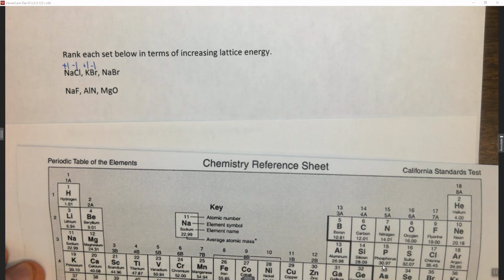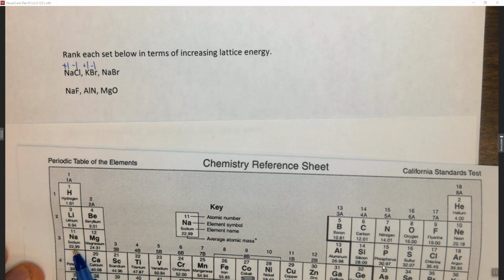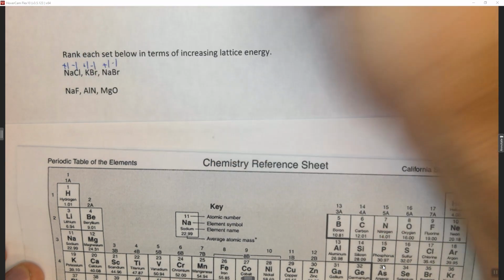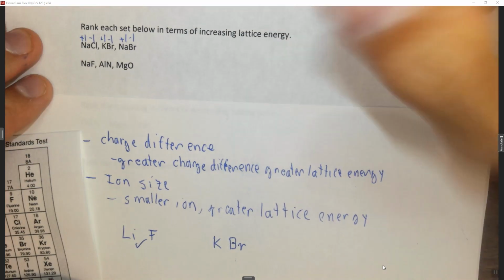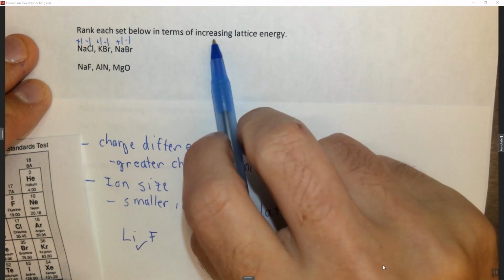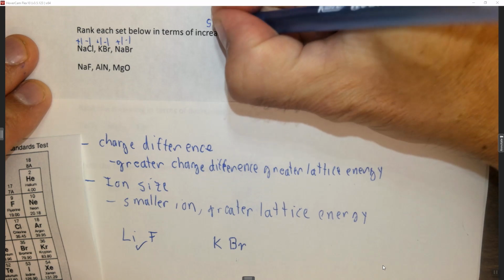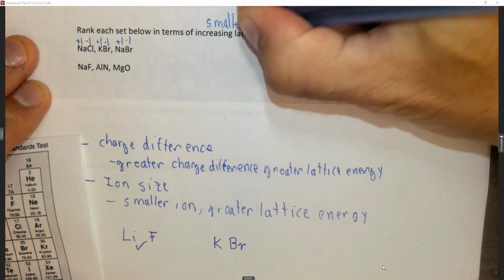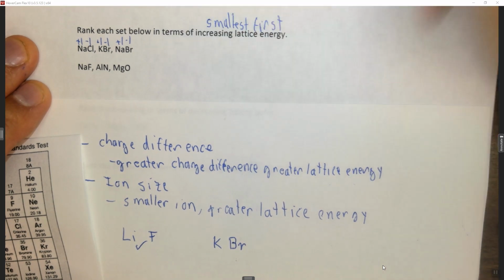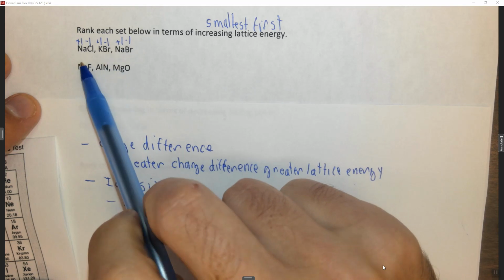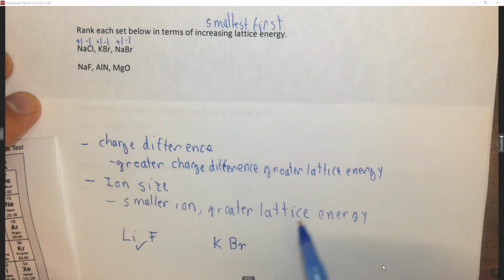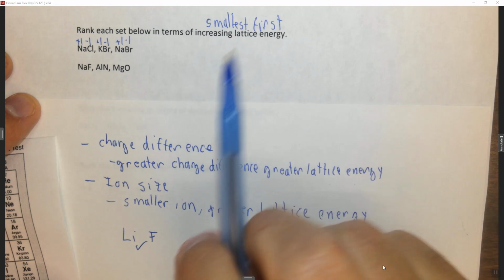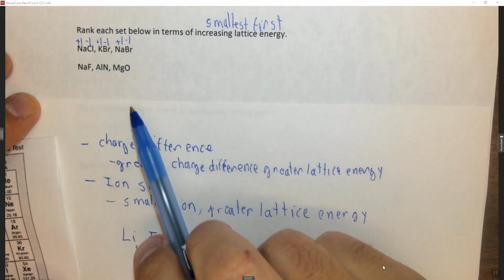And then finally we have NaBr. Na is here, +1, and Br is still over here, -1. So these are all the same charge. In this case, we need to consider the size. If we want increasing lattice energy, it means we want the smallest first. Remember that when the charge differences are the same, the smaller the size, the greater the lattice energy. So in this case, we want the biggest ions first because we want the least lattice energy first.